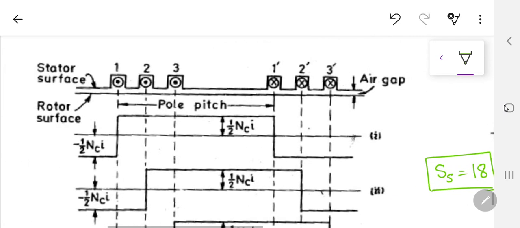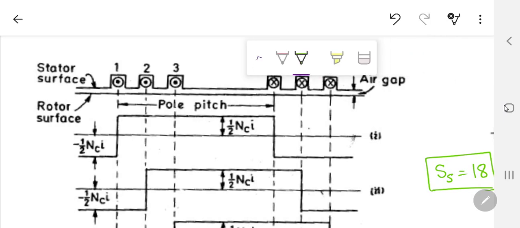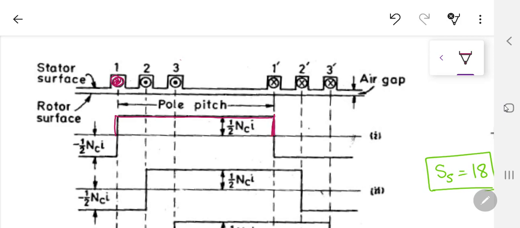Let me go on to the next diagram. Again, it is a similar type of diagram where everything has been made into a developed diagram. All the slots are added over there. This is the stator surface, just like that shown in the circular way, and then there are 1 dash, 2 dash and 3 dash. Here you can easily see that this is 1 and there is a dot over there. Based on the current direction, from this 1 towards this 1 dash, there is this upper MMF.